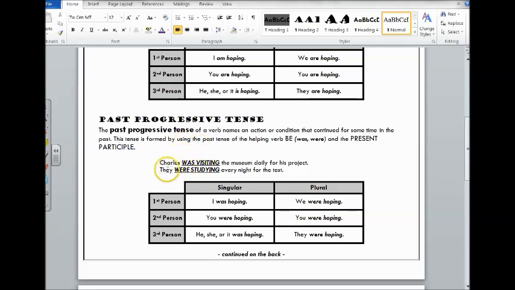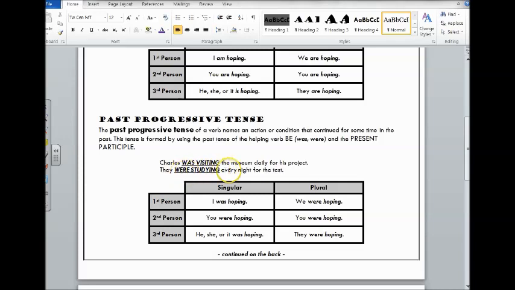An example using were. They were studying every night for the test. Were is past tense. It's what we use for third person plural, second person plural, first person plural, second person singular. Again, studying with the ing, but this was in the past, right? So we use the past tense of the helping verb.